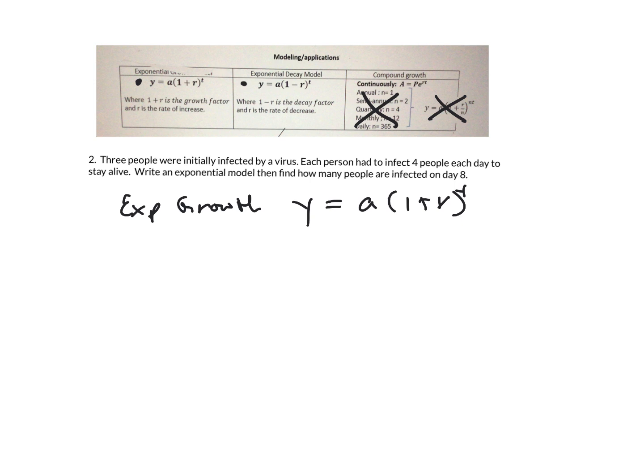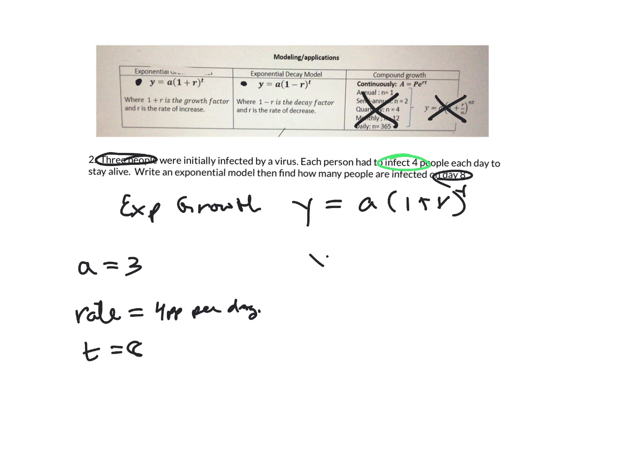So our a in this problem is our initial amount. We started with 3 people initially. Our rate of infection is 4 people per day. And our time is, we're looking at day 8. So therefore, it's y equals 3, people initially infected, times 1 plus your r.